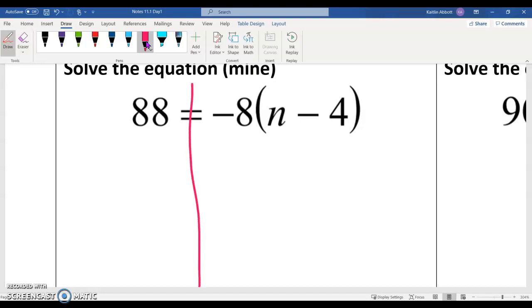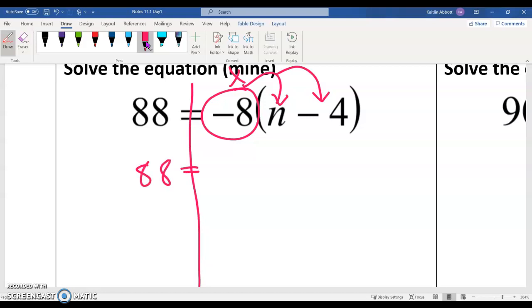Okay, first you cut your problem down the middle. Now if you see parentheses and there's a number on the outside, they want you to distribute this entire number to every single term on the inside. And when I say distribute, I mean multiply. So we're going to multiply that -8 to both terms inside of those parentheses. So I'm going to bring this 88 down because I'm not going to touch it.